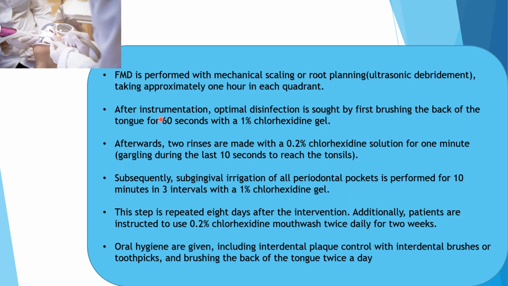So how is the procedure done? Full mouth disinfection is performed with mechanical scaling or root cleaning or with ultrasonic debridement. So this will take approximately 1 hour for each quadrant. Okay. So after instrumentation, optimal disinfection will be done by first brushing the back of the tongue for 60 seconds with the 1% chlorhexidine gel. Afterwards, 2 rinses are made with 0.2% chlorhexidine solution for 1 minute. Okay, and gargling will be done during the last 10 seconds to reach the tonsils also. So gargling also will be done along with the rinses.